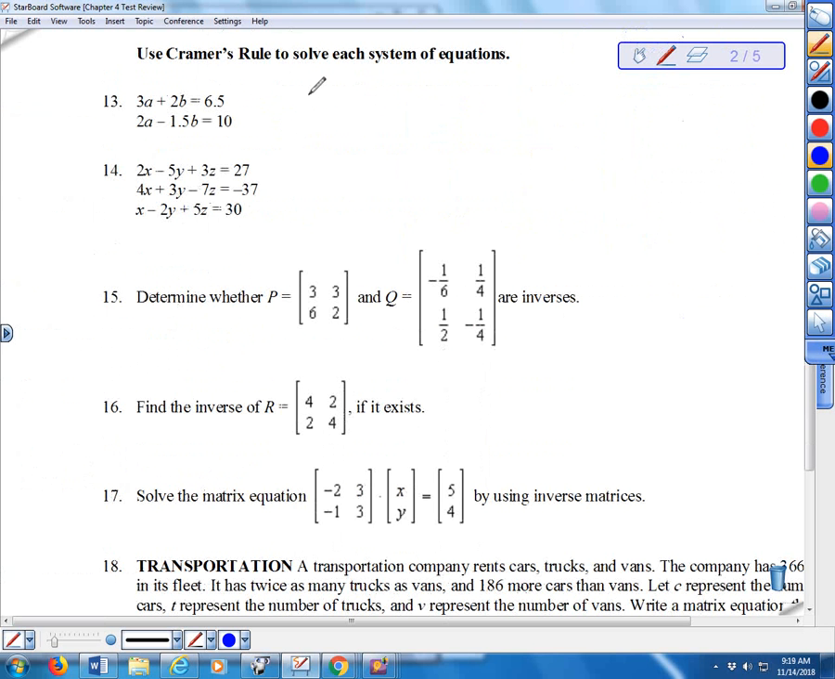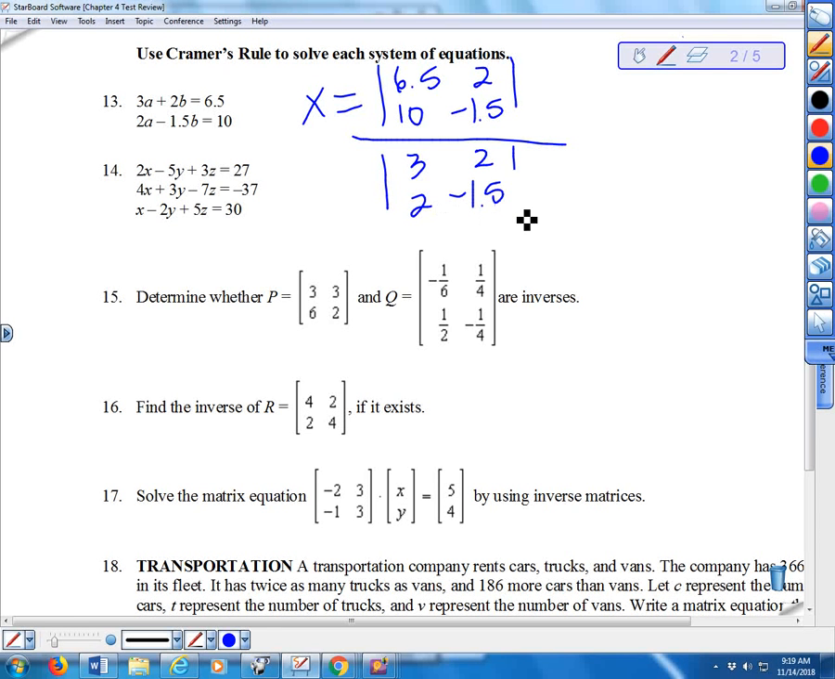For the 2 by 2, x equals the determinant with rows 6.5, 10 and negative 1.5, divided by 3, 2, 2, negative 1.5. Everybody see that? The denominator is your coefficients. Your numerator is the coefficients, but the x column has been replaced by the constants. And then y equals 3, 2, 6.5, 10 over the same determinant on the bottom.